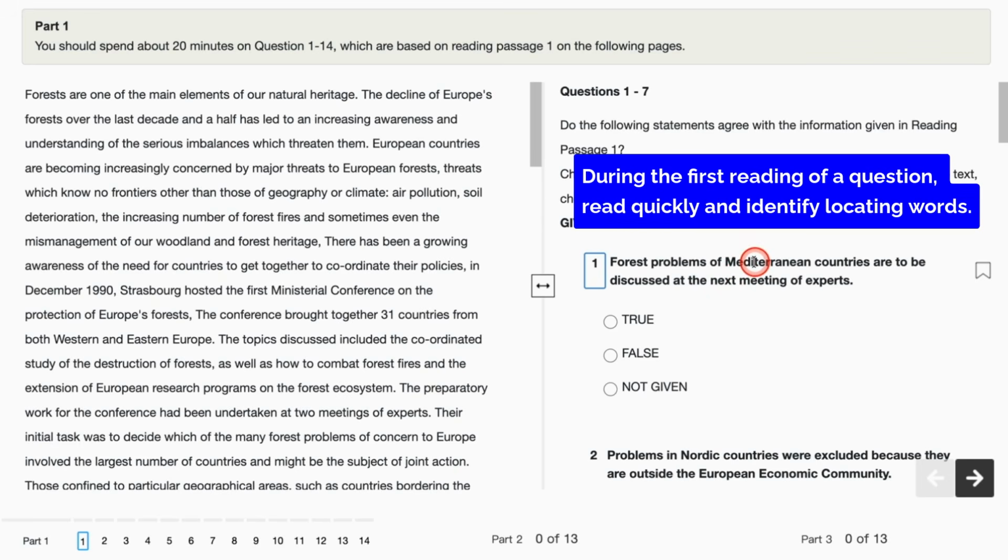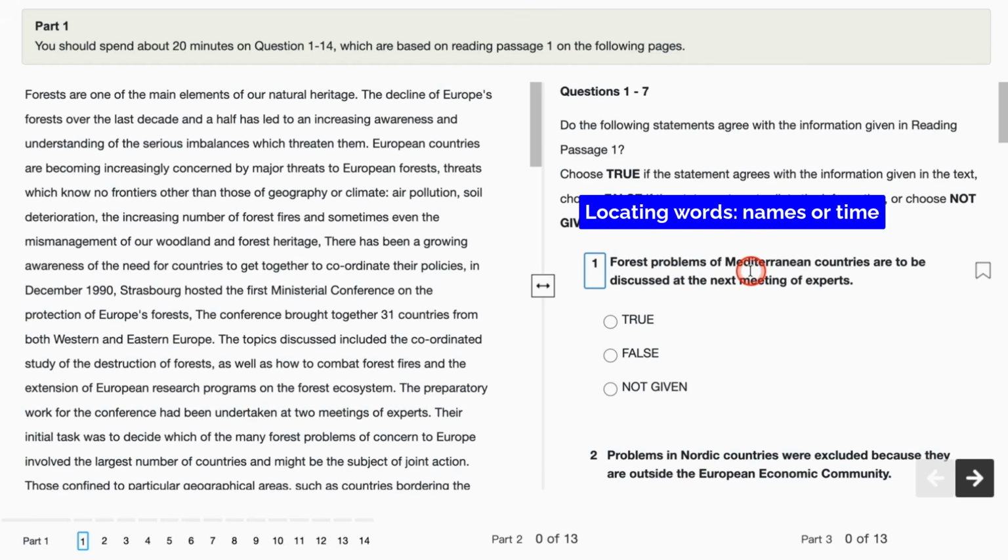The purpose is to find the words that can help us locate the answer in the passage. Let's call these words locating words. Locating words are usually people's names, place names, book names, or time references. For example, for question 1, "Forest problems of Mediterranean countries are to be discussed at the next meeting of experts." It contains a place name. It mentions these countries, right? So we can use these countries as the locating words.